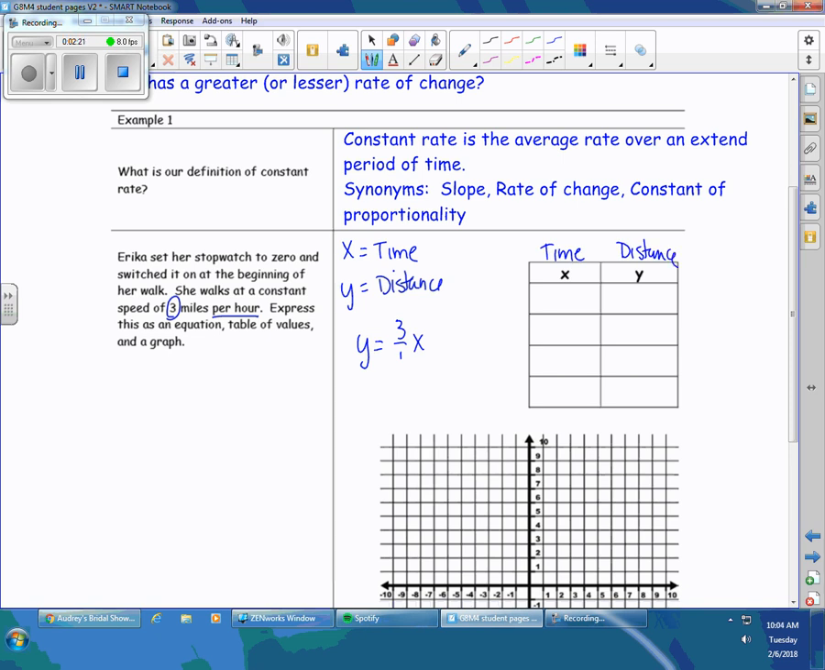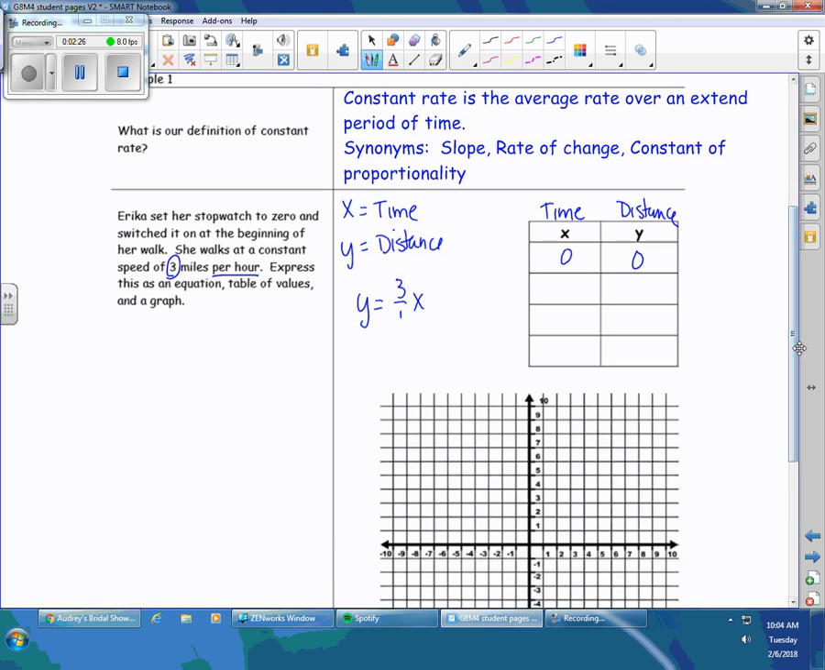So if I have not been walking for any time at all, I've gone 0 distance, right? And they gave us the one at 1 hour, she travels 3 miles. So at 2 hours, we can plug it into the equation. 3 times 2 is going to be 6. And then at 3 hours, I don't know if we even need to plug it into the equation. I will, though. Y equals 3 times 3. That's going to be 9 miles.